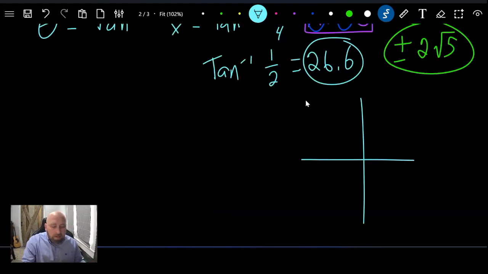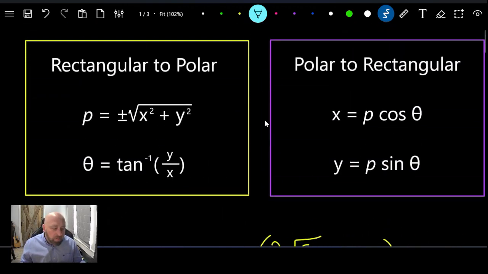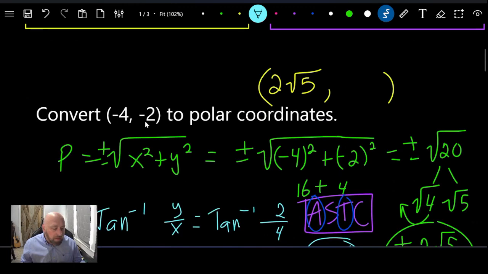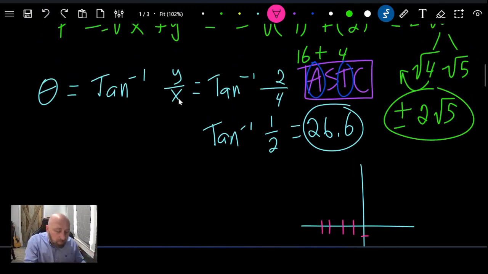So let's go ahead and sketch it out right here. So let's sketch out what we originally had. What was our original? -4, -2. So we'll just come over here, -4, 1, 2, 3, 4, -2, 1, 2. So we're going to be down here. So immediately when we sketch it out, we know that we are in the third quadrant. Now, that is important because this number right here is not in the third quadrant.